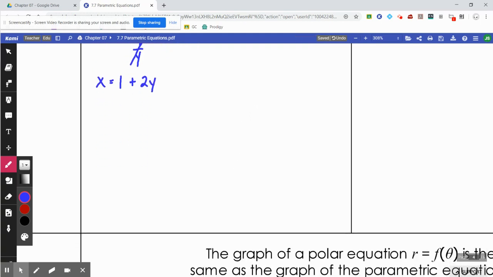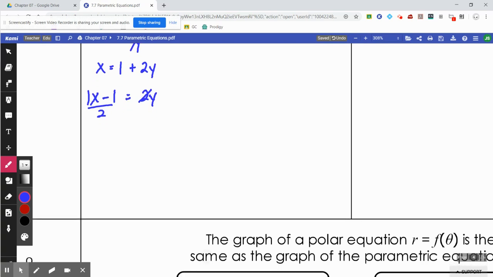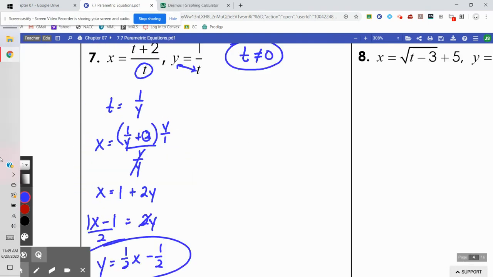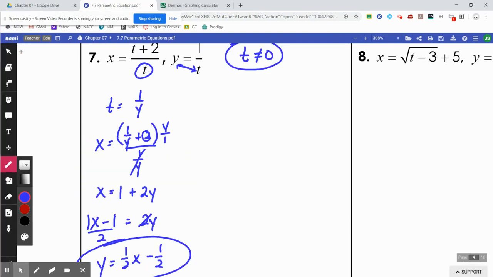So now let's get y by itself by moving the 1 over first. So you have x minus 1 equals 2y. Get rid of the 2 by dividing by 2. And I'm going to distribute that, and that's going to give me y equals 1/2 x minus 1/2. Okay, now let's talk about that domain restriction. There's a couple of different ways we can look at this. Let's look at it one way where I can review a little bit for you.